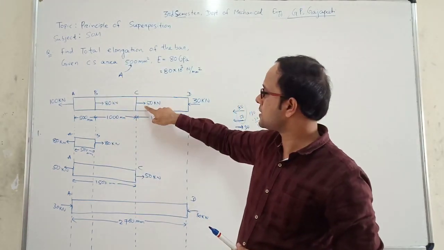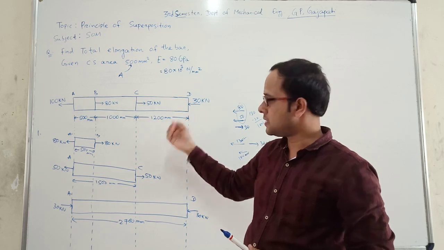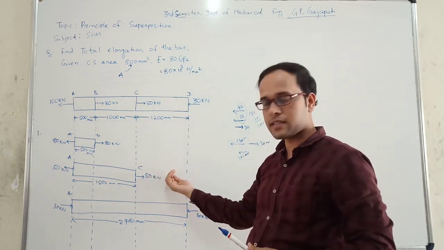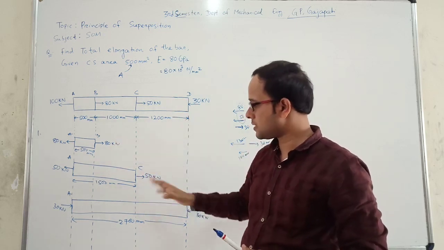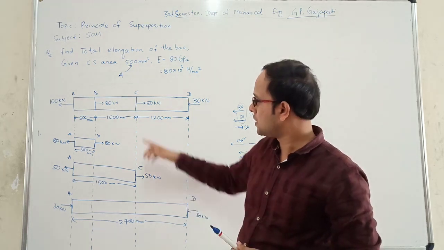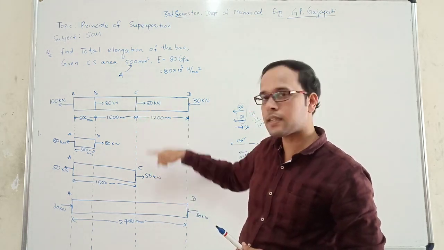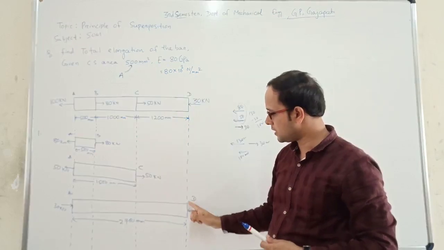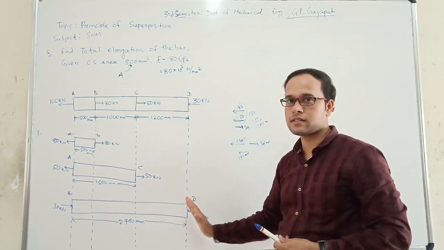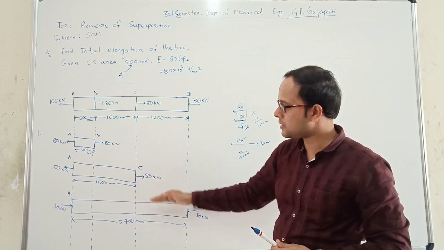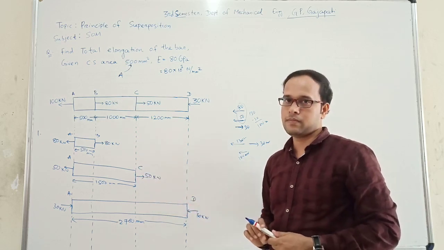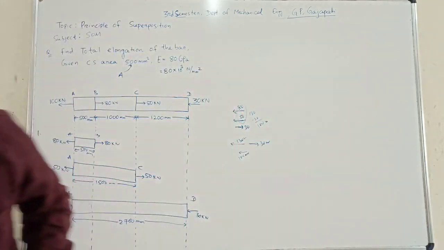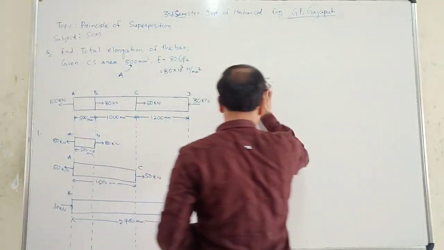Now come to section C, 50 kilonewton in this direction. Here 50 kilonewton in this direction. Now other two sections there are no other forces. So at C section also it is satisfied. Now come to D, 30 kilonewton in that direction. So here D, 30 kilonewton in this direction. That means this attempt is correct one. So now we can proceed for step number 3.